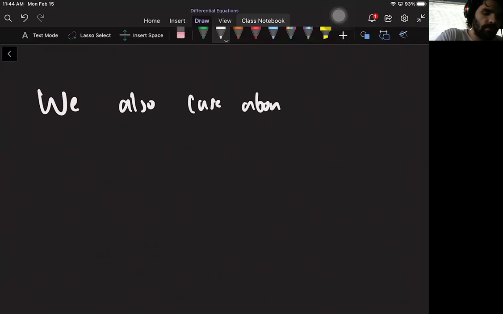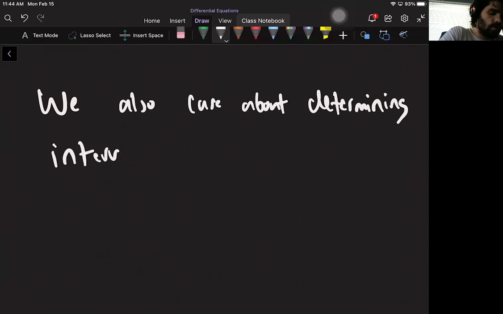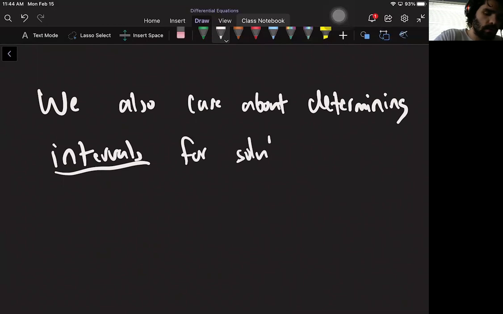The next thing I want to talk about is just sort of a little extra thing that we haven't worried about yet, but actually is important. We also care about something called an interval. We also care about determining intervals for solutions, which means we're really just asking, where do the solutions make sense?